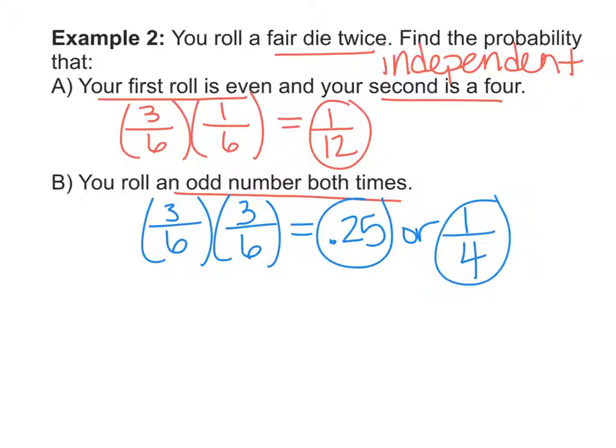Okay, and so that's it. That would be an example of doing probability questions with events where you have to first decide if they're independent or dependent.